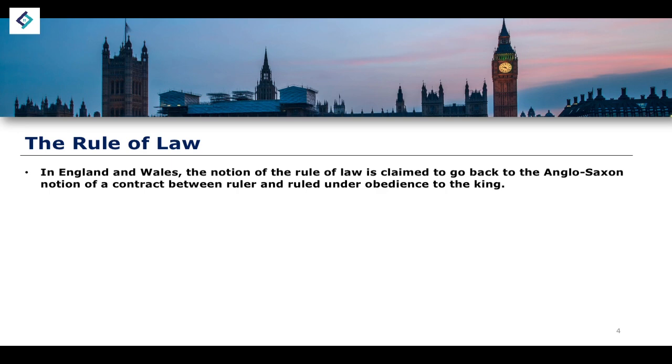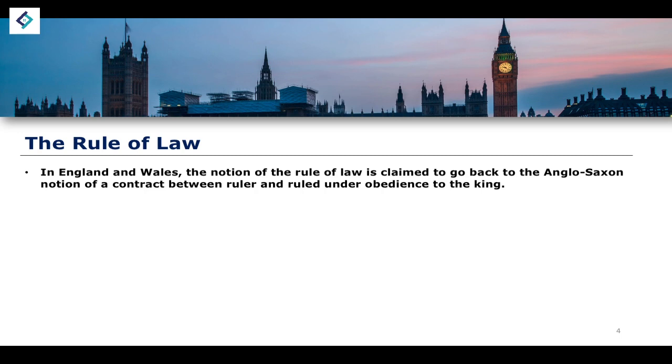So, specifically, the idea of a rule of law, the idea of law being the constitutional framework and the foundation for the rules that are established, at least in the context of England and Wales, goes back and dates back to the Anglo-Saxon period, where we have this idea of a contract that is established between the ruler and the ruled under the obedience of the monarchy. In this case, and in the Anglo-Saxon period, we're talking about, of course, the king. The first true queen of England was Mary I in the mid 1500s specifically.